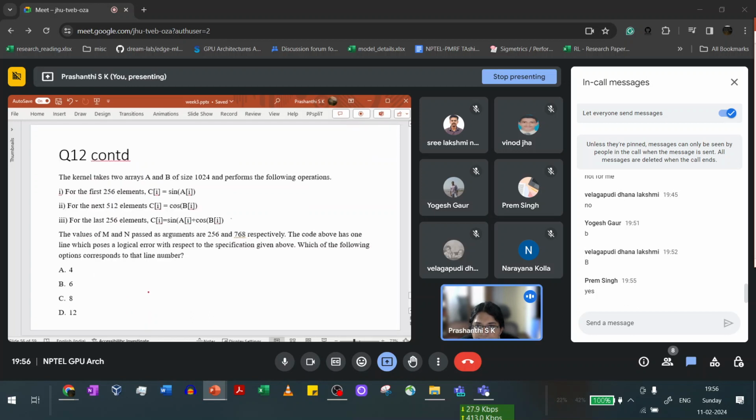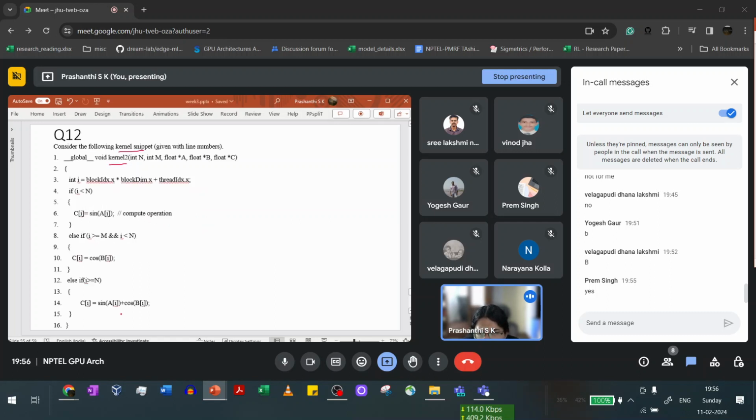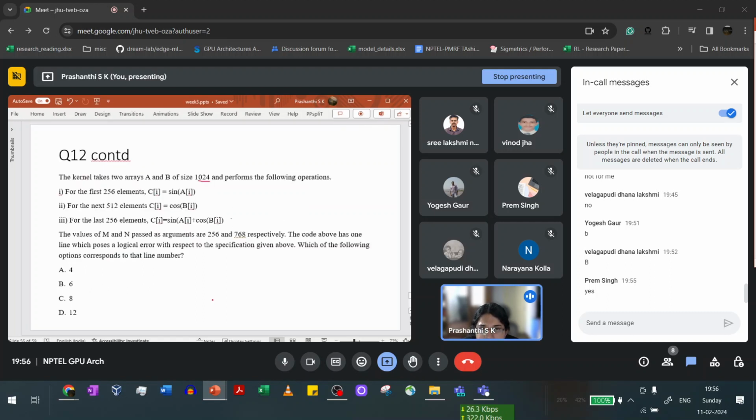And the question: the kernel takes two arrays A and B of size 1024 and performs the following operations. For the first 256 elements, C of I equals sine A I, next 512 cos B I, last 256 sine plus cos. However this operation is given, maybe I didn't read it properly. I think the operation is given differently, but that's okay. We'll assume the missing braces here.